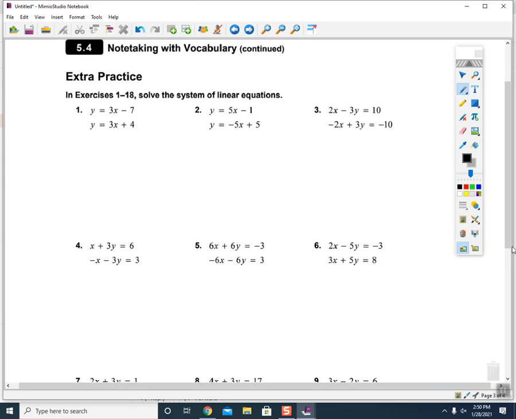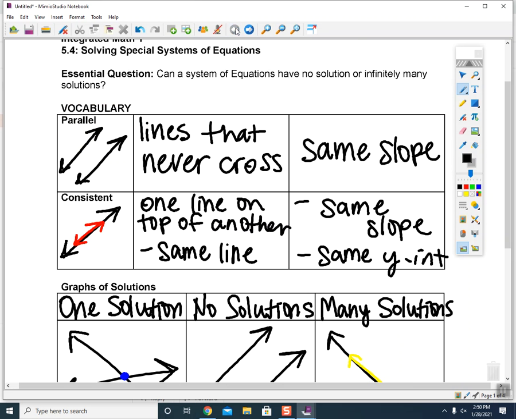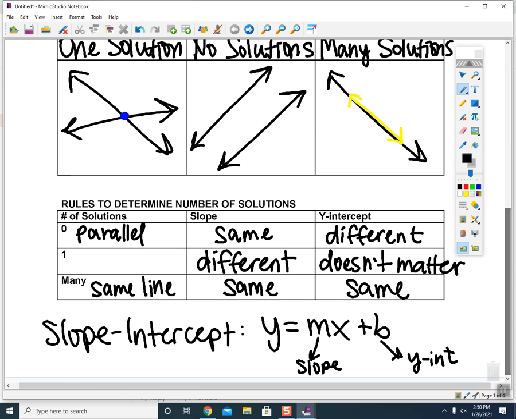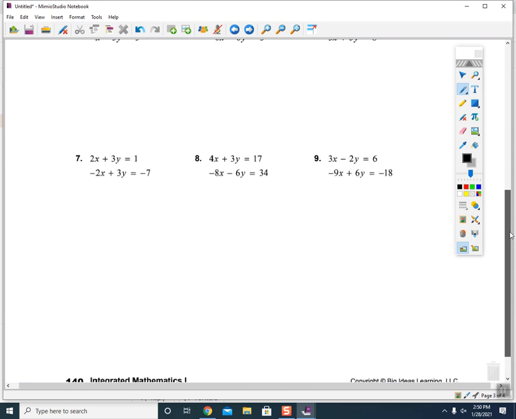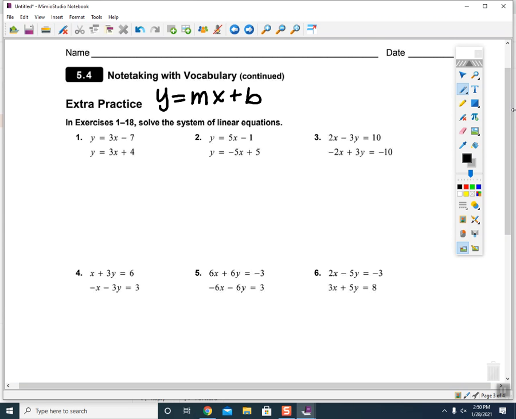So if I look at number 1, right, I have y equals 3x minus 7, y equals 3x plus 4. Something that I'm noticing right away is if I'm looking at these in slope-intercept form, y equals mx plus b, that these two things have the same slope, and they have a different y-intercept. Well, I remember back here, I have this handy chart down here. I have the same slope and a different y-intercept. That means that those two lines are parallel. So I'm going to come over here and say, well, I know these are parallel. This is no solution.